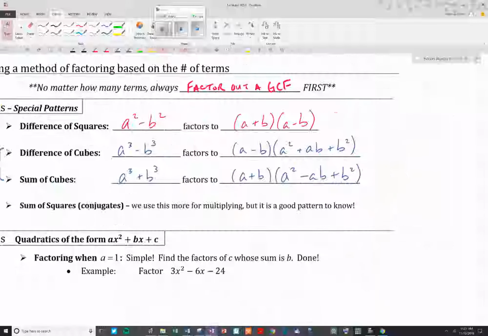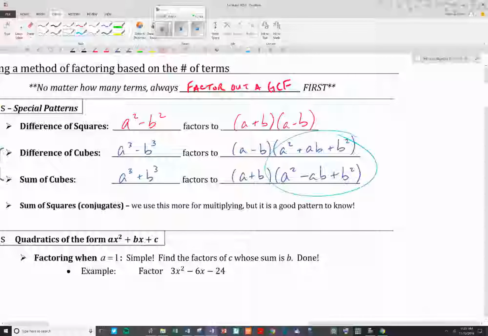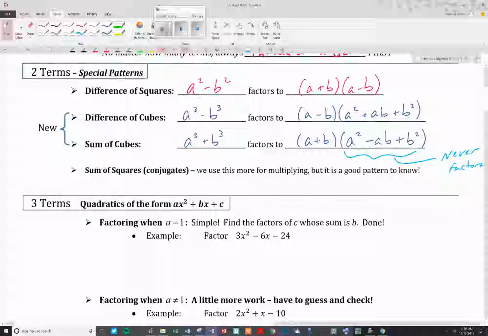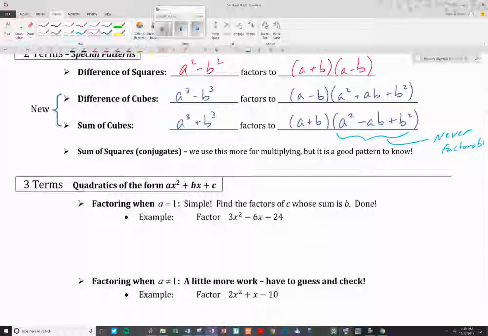One thing I'll mention again later, but I'm going to say right now, these 2 trinomials, these guys here, are never, ever factorable. So if you're solving, you're probably going to have to use the quadratic formula. The sum of squares, we don't really use that for factoring, but it's related to the difference of squares. The way we use it more often is when we have 2 conjugates being multiplied together, a plus bi, a minus bi. That conjugate pattern leads to the sum of squares, a squared plus b squared.